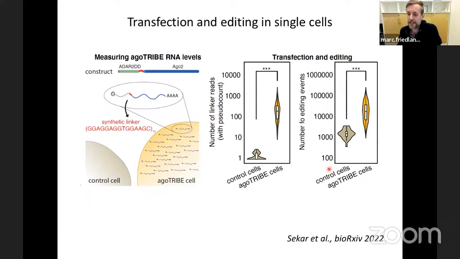And regarding editing levels, we also see big differences. In the control cells, we have typically around 1,000 editing events, because keep in mind that these cells actually do have endogenous ADA also, just at very low level. And then for the transfected cells, we have around 10 times more on the average, so 10,000.